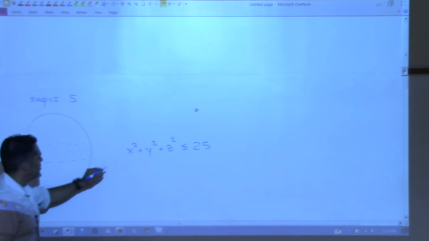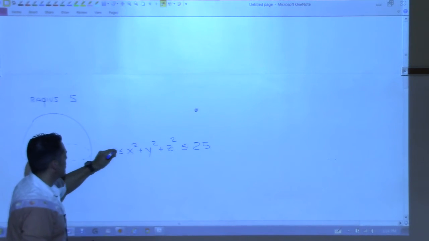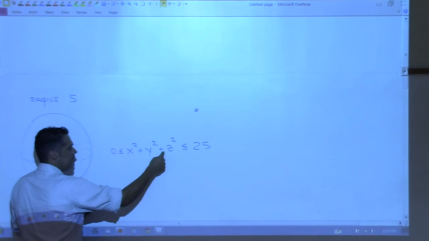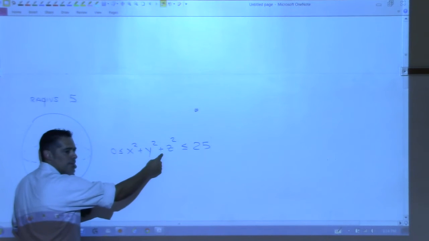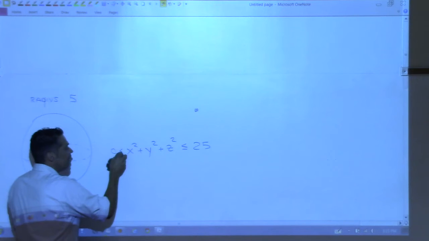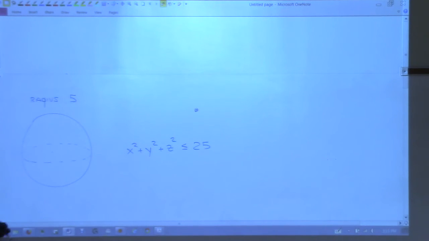Now, why don't I have to put anything like over here, greater than or equal to 0? Why don't I have to do that? These things squared added together can never be anything less than 0, never be negative. So you don't need that there. You could put it there, it'd still be correct, but you don't need it there.